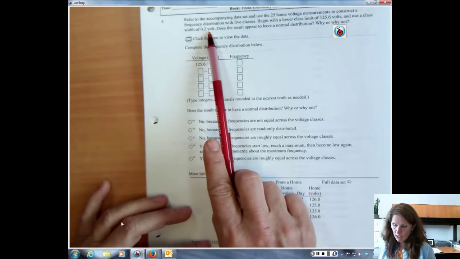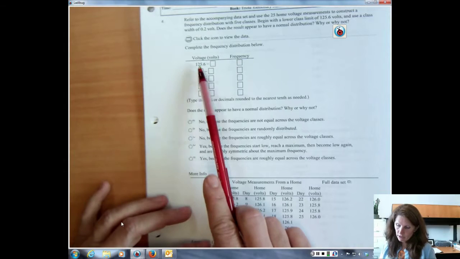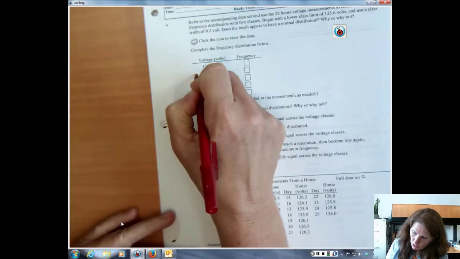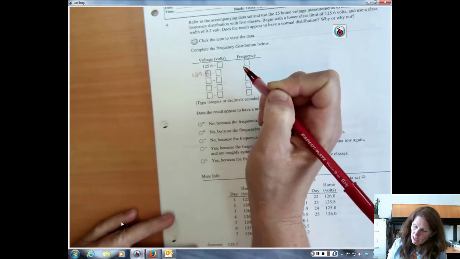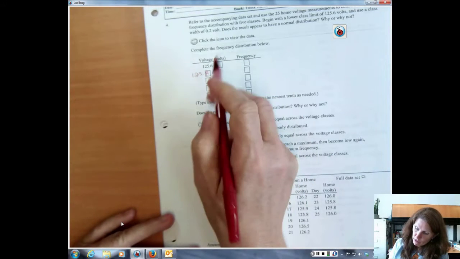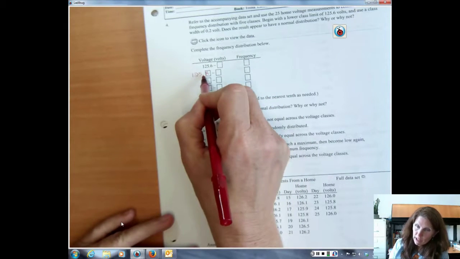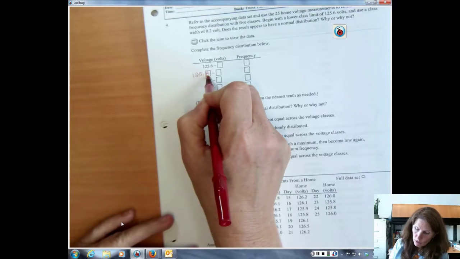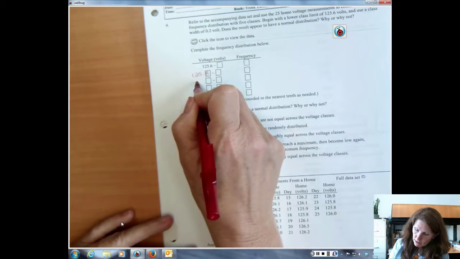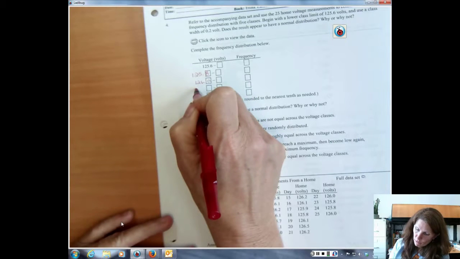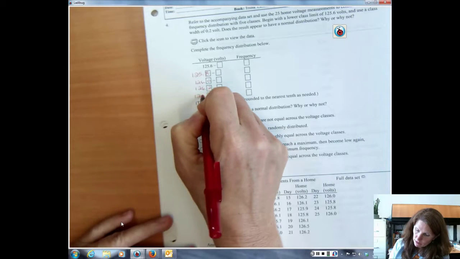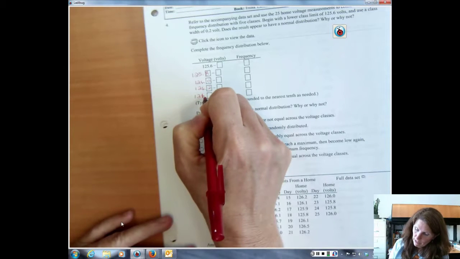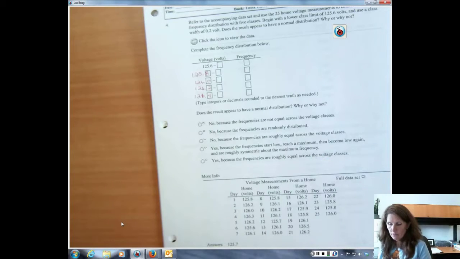And remember, the class width is about these two values. So right here, I'm going to say 125.8, okay? And then the rest of them are going to be similarly spaced. So 125.8, and then plus 0.2 is 126.0. And then 126.2, and then 126.4. I'm adding 0.2 on every time.